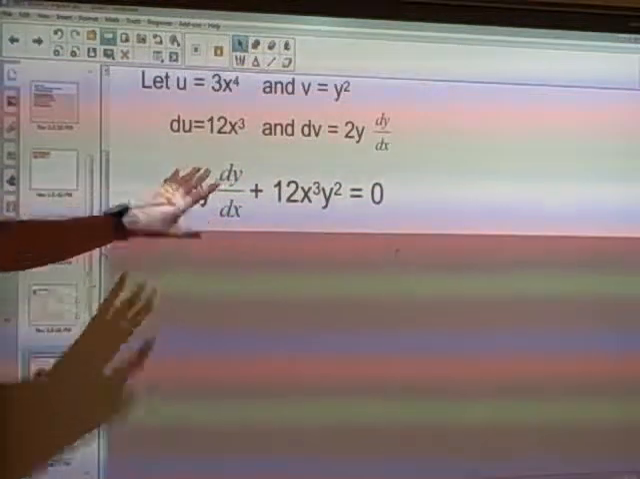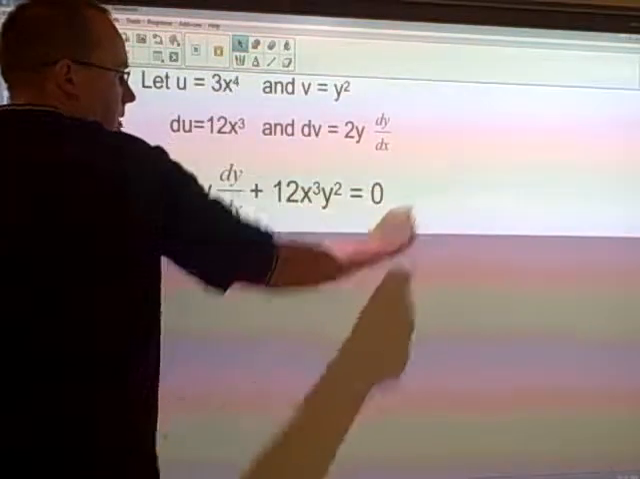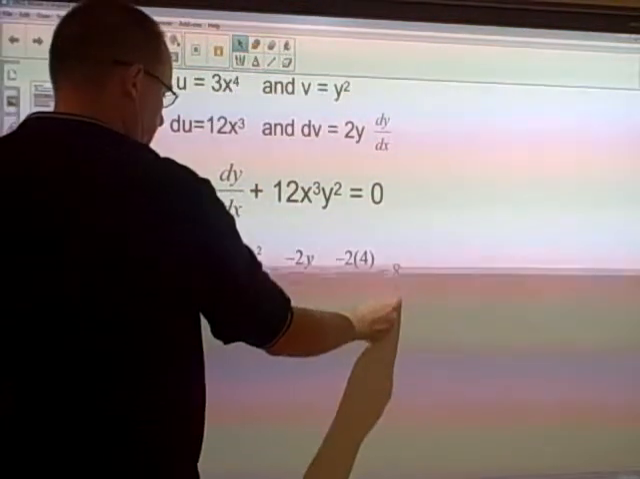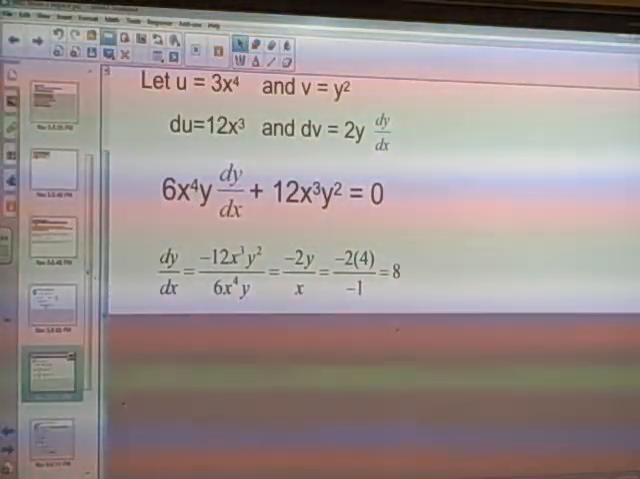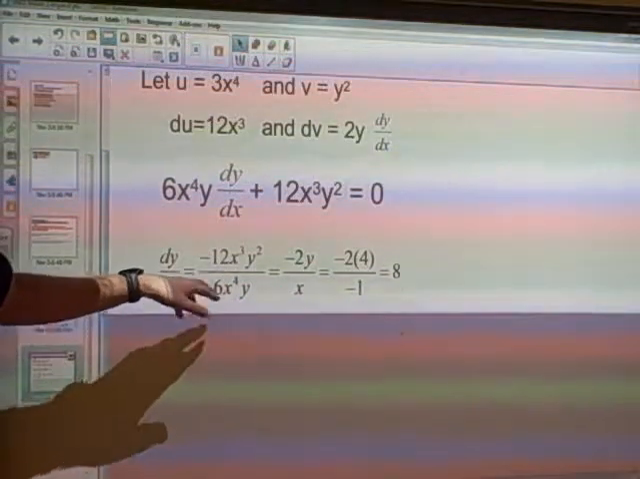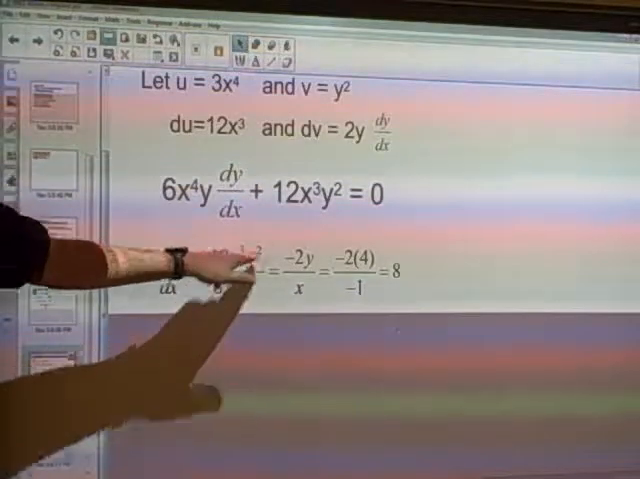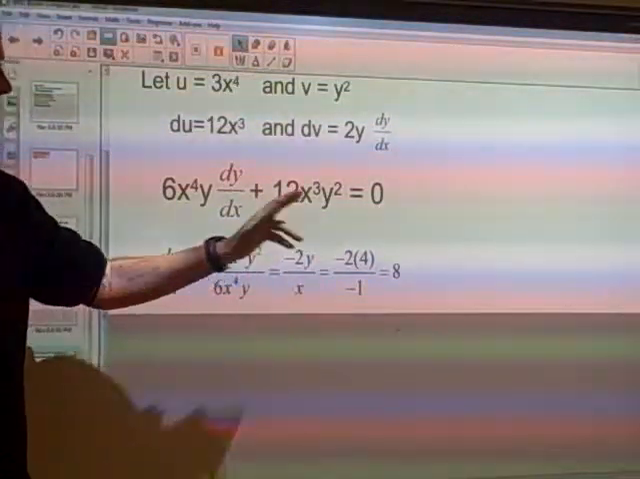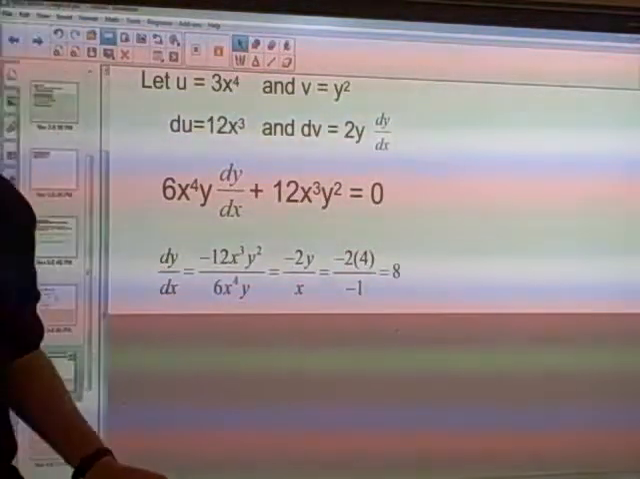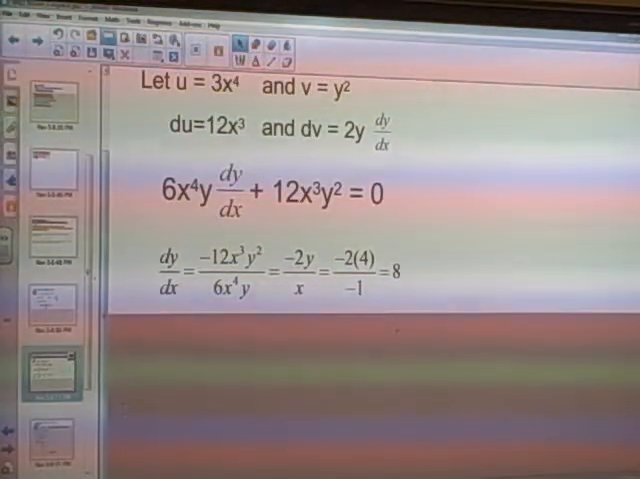Then we're trying to find a gradient, so we want to know exactly what dy by dx is. So we're going to rearrange this equation so that positive 12x cubed y squared moves to the other side and becomes negative, and then we can divide by 6x to the 4th. Some simplification we can do here: x cubed divided by x to the 4th is x to the negative 1, subtracting the exponents, so we can bring that to the bottom. And then y squared over y is y to the 1, or just y. In the original question, it tells you that x is negative 1 when y is 4. So if we substitute those in, we find that the slope is 8.